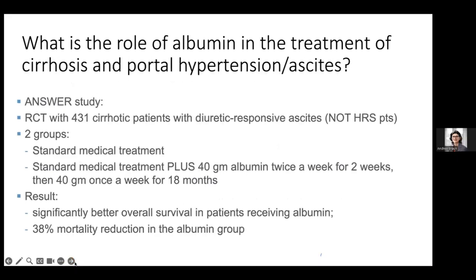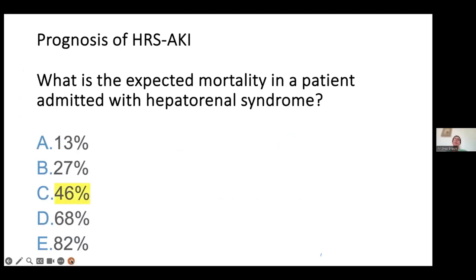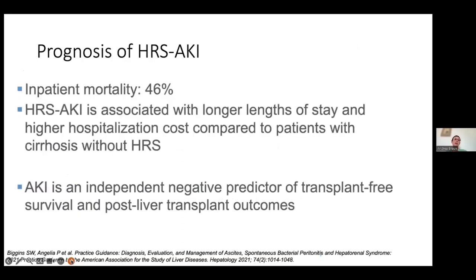And I'm going to skip through that as well in the interest of time, but there are some data about the role of albumin in treatment of cirrhosis and portal hypertension. The expected mortality is about 50% in HRS. I mentioned it earlier. All right.